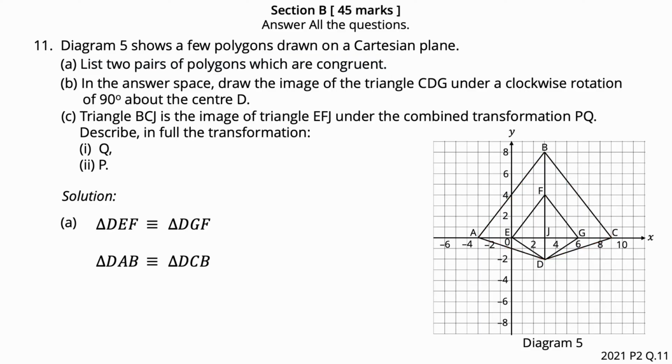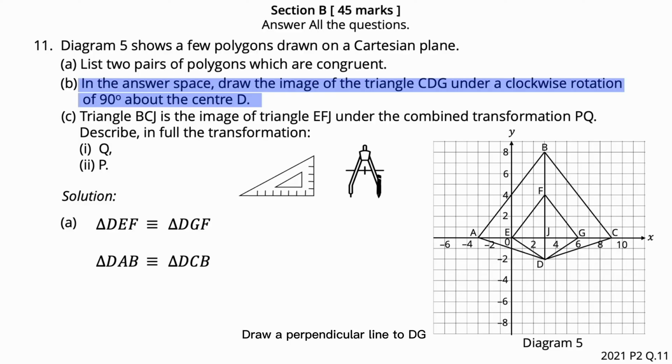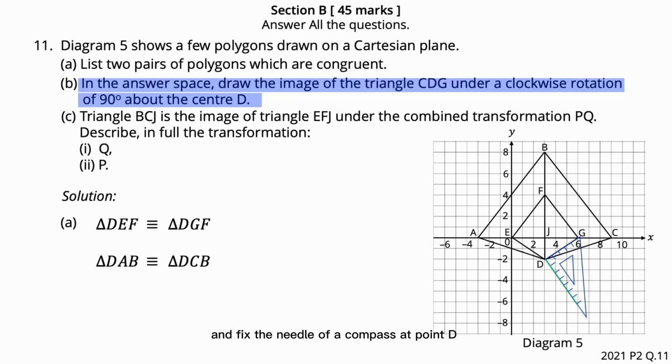Question number 11b. In the answer space, draw the image of the triangle CDG under a clockwise rotation of 90 degrees about the center D. For this question, a triangle ruler and a compass are needed. Draw a perpendicular line to DG at the center of rotation by using a triangle ruler and fix the needle of the compass at point D as the center of the circle. Rotate the end with the pencil from point G under a clockwise rotation. Follow the path of the hands of a clock. The intersection point of the two lines is the image of point G.